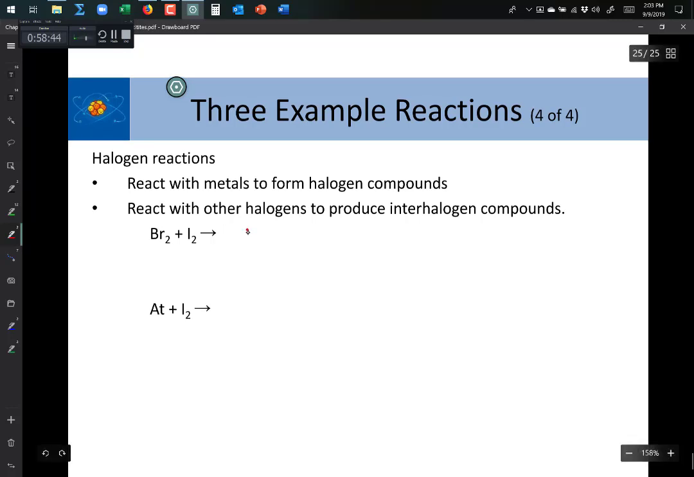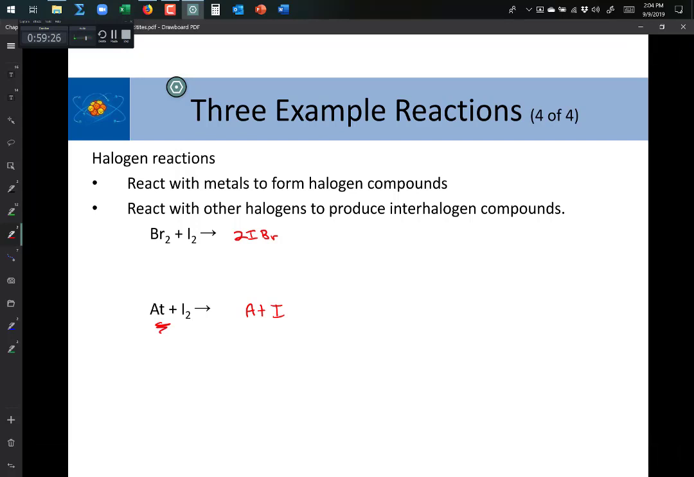So, BrI or IBr would be it. So you get 2 of those. I'm not sure what drove me to put At in there. At is the very bottom. But that one would be, is it IBr or is it BrI? More electronegative goes second. Yeah, that's right. So then this would be AtI.